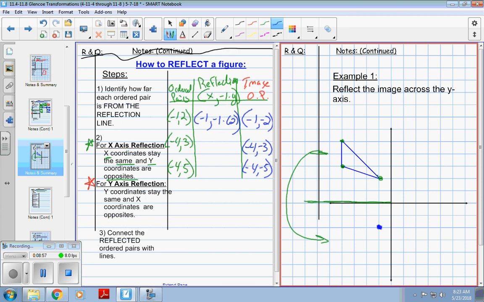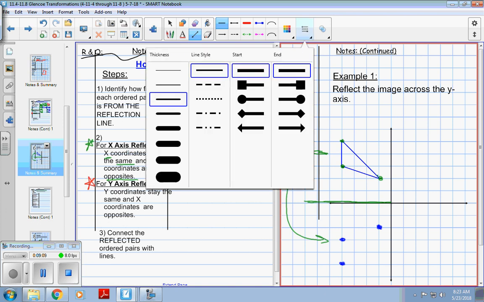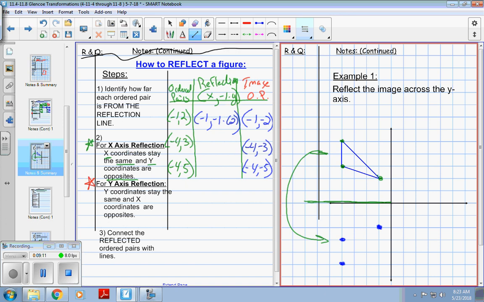-4, 3, and -4, -5. And when you connect those dots, again, I'm going to show it with a dotted line. Well, let's make sure we get it dotted here. You're going to notice it should look exactly like the other image, just reflected over the x-axis. Okay, so that was our reflections. Let's keep on going. Again, we'll do the y-axis reflection in class together. We're going to move on to the next one.